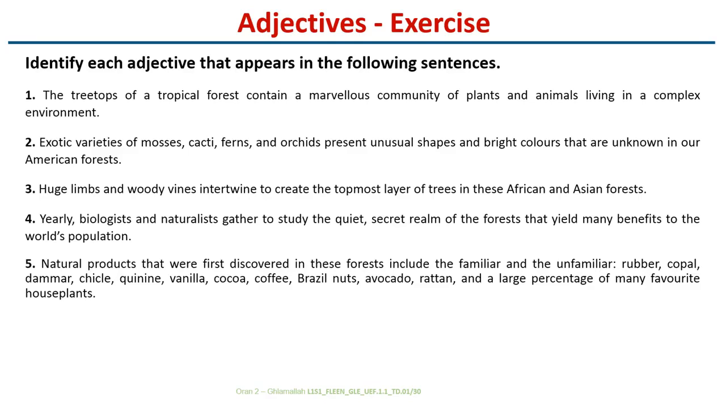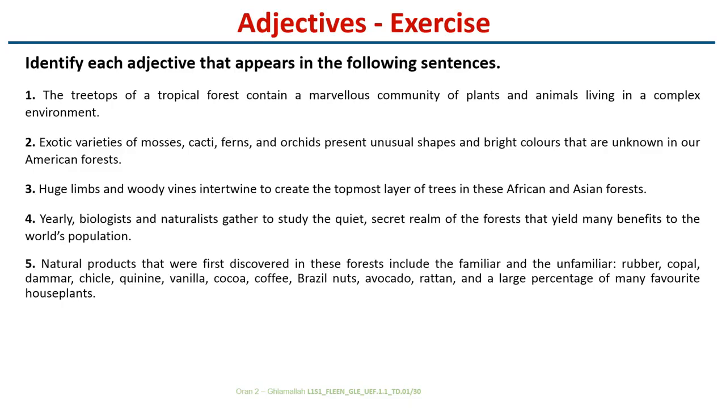1. The treetops of a tropical forest contain a marvelous community of plants and animals living in a complex environment. 2. Exotic varieties of mosses, cacti, ferns, and orchids present unusual shapes and bright colors that are unknown in our American forests. 3. Huge limbs and woody vines intertwine to create the topmost layer of trees in these African and Asian forests.